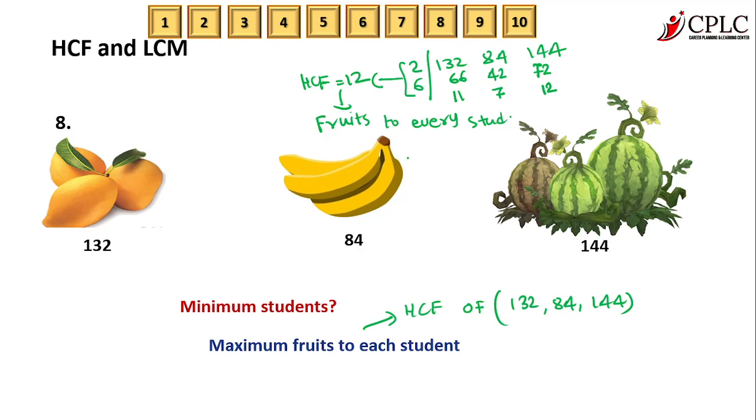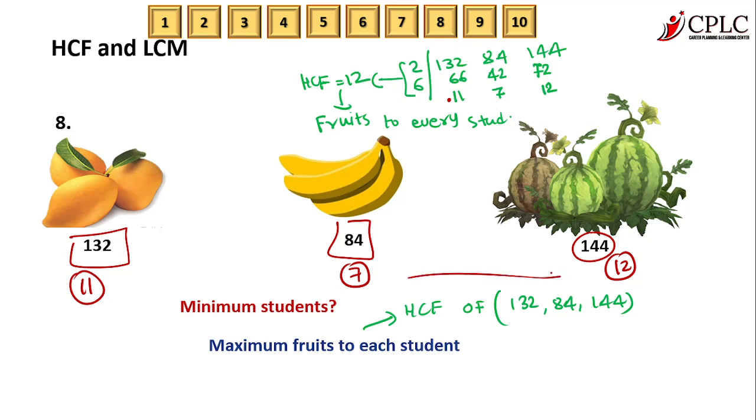But they are not asking how many fruits to every student. They are asking how many kids are there. What is the maximum, sorry, what is the minimum possible strength of the class? Now all we have to do is start giving out 12 mangoes to every kid, and these will get over in 11 students. Then 84 bananas will get over in 7 students, and 144 watermelons will get over in 12 students.